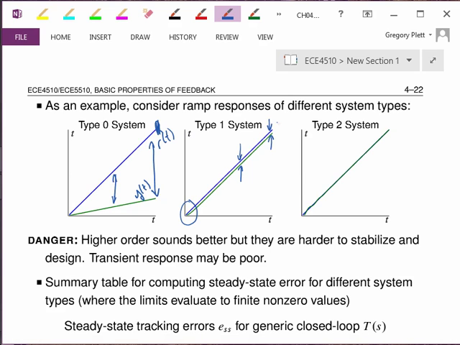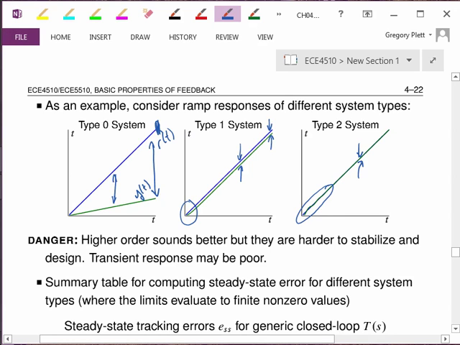When a type 2 system tries to track a ramp, you'll notice that there is some oscillation there around the reference value, but in steady state there is in fact no error because a type 2 system can track a ramp perfectly.